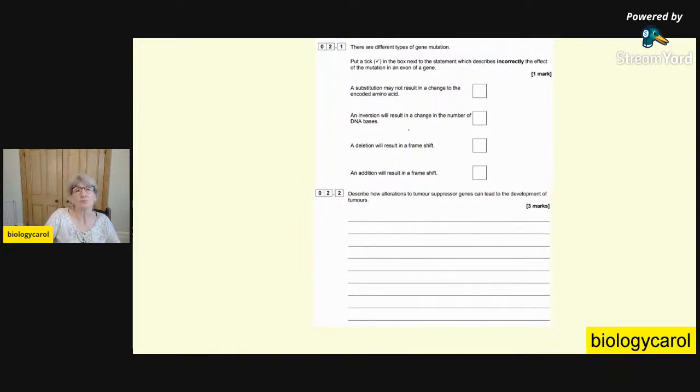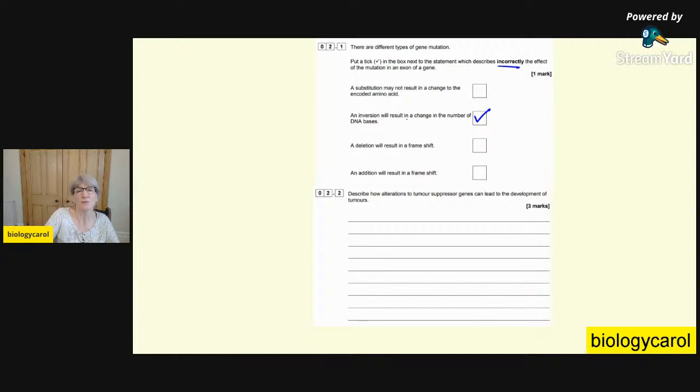Okay, so here, one. Two types of gene mutation. Put a tick in the box next to the statement which describes incorrectly the effect of the mutation in an exon of a gene. Okay, so we're looking for the thing that isn't correct. And if I give you a few seconds to have a look, hopefully you'll realise that this is the incorrect one.